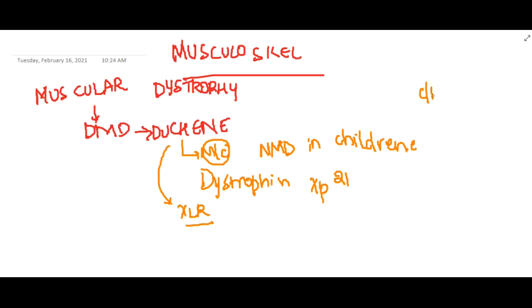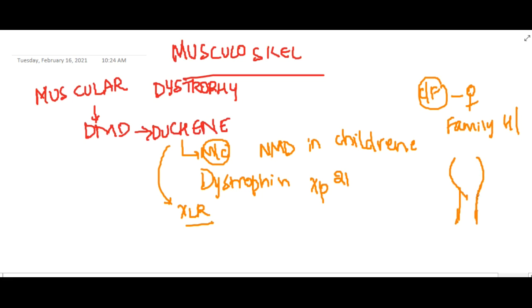So if you see the clinical features, this is most commonly seen in males, and there is a family history present. There is pseudohypertrophy of the calf muscles, where even without activity there is hypertrophy of calf muscles. There is cardiac involvement and recurrent respiratory involvement, which are the causes of death. It also causes proximal muscle weakness.